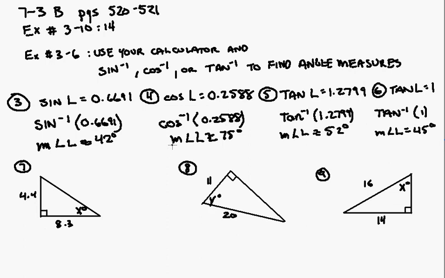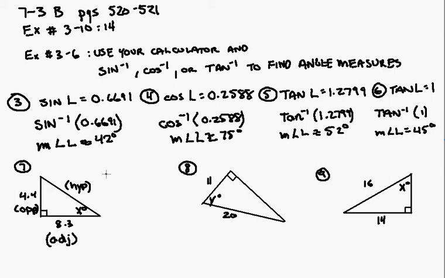On problem number 7, we're supposed to find the measure of angle X. So I look at the triangle from the perspective of X, and I see that this is my opposite side. This is my hypotenuse, and this is my adjacent side. So looking at what's given to me, I have opposite and adjacent. That would be the ratio of tangent.